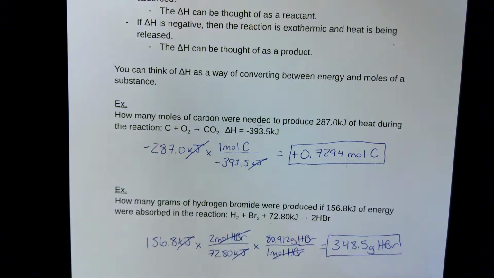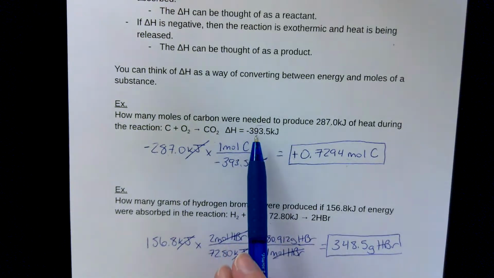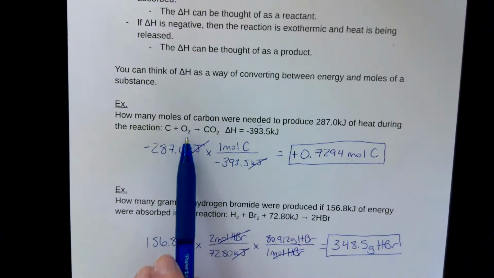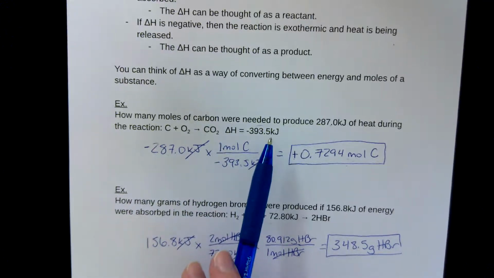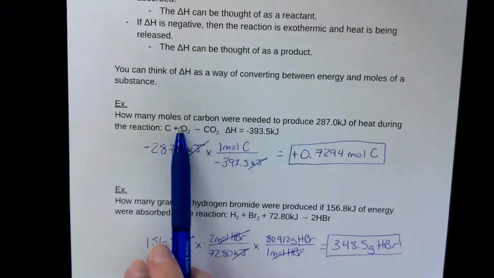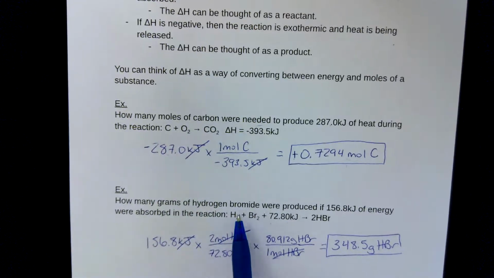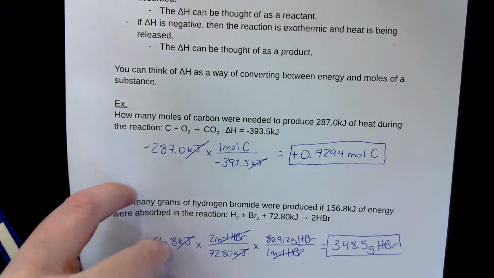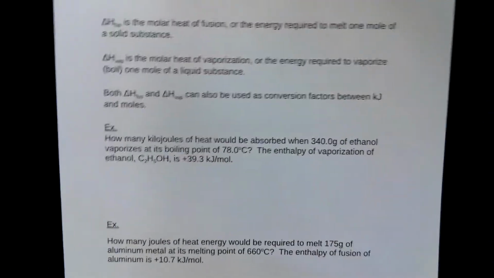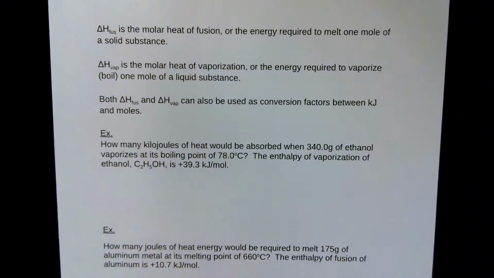So when you are given a thermochemical equation, you can treat the kilojoules or the delta H value, the enthalpy of reaction, just as you would any other mole ratio between substances. And that allows us to convert between kilojoules and moles of any substance within our equation. But if I don't have a thermochemical equation, there is another way that I might be able to convert between moles and kilojoules of energy.